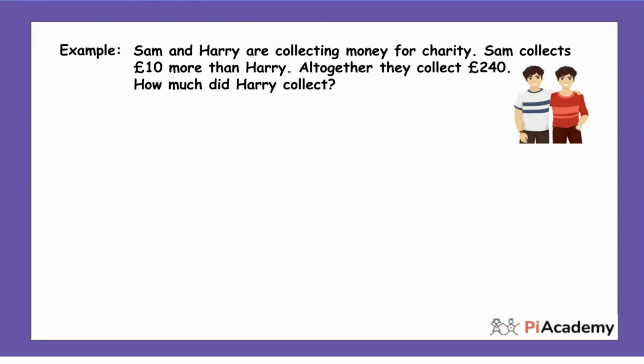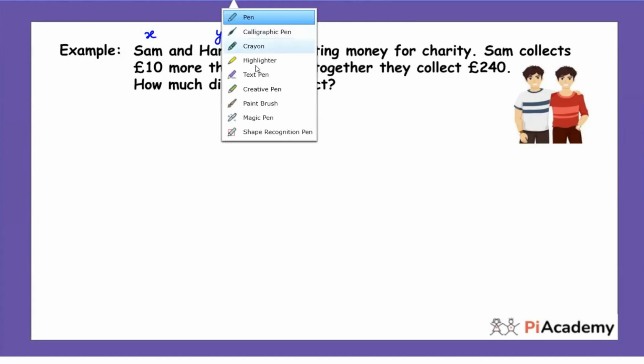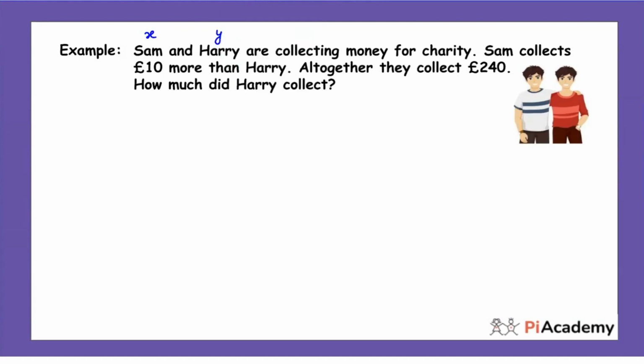Sam and Harry are collecting money for charity. So in this question, you come to know that there are two persons, Sam and Harry. Now the second thing is Sam collects £10 more than Harry. But before this, let's assume Sam will collect £X for charity and Harry will collect £Y for the charity. Now Sam collects 10 more than Harry. This is the information we require to make an equation. So I'm highlighting this.